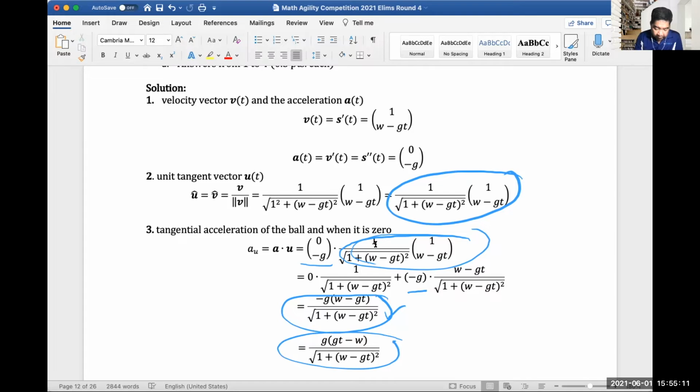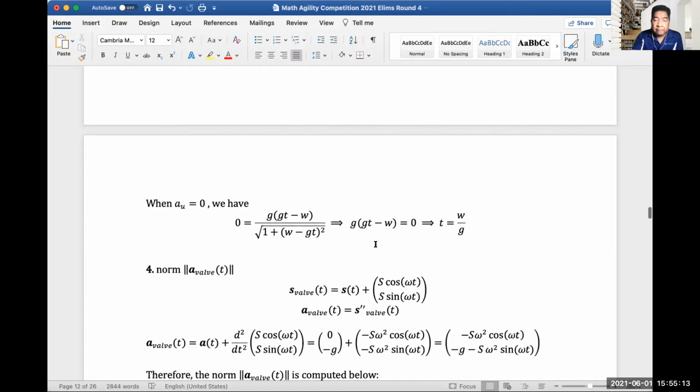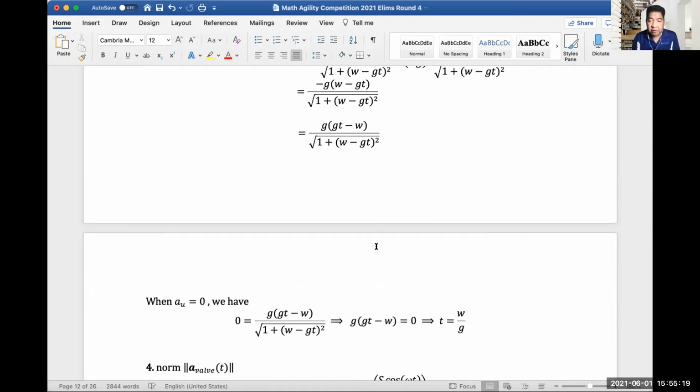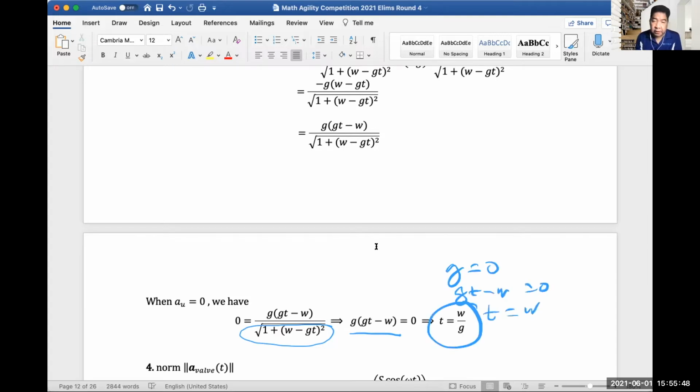Okay, let's move to the next requirement. Hold on, we're not yet done with number three. When a_u is 0, simply substitute that and find the value of t. So equate this to 0. Of course the denominator would be equal to 0, and what is left is the numerator, and that would be g. So g equals 0 and gt minus w equals 0, right? So t would be w over g.